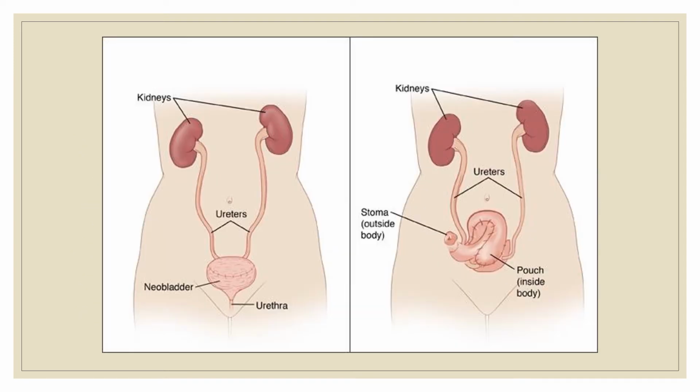This is just showing us an example of how they may place a urinary diversion. So on the left, it looks like they have, this is called the neobladder. So they have taken a good portion of the bladder. And then what they do is they create a stoma to the outside of the body. And usually a bag will be attached to the stoma. It's very similar to a colostomy bag, but just for urine.